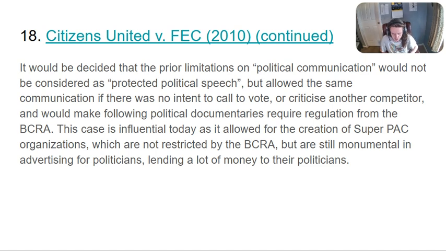It would be decided that the prior limitations on political communication would not be considered as protected political speech, but allowed the same communication if there was no intent to call for a vote or criticize another competitor, and would make the following political documentaries require regulation from the BCRA. This case is influential today as it allowed the creation of super PAC organizations, which are not limited by the BCRA but are still monumental in advertising for politicians, lending almost an infinite amount of money to their politicians.